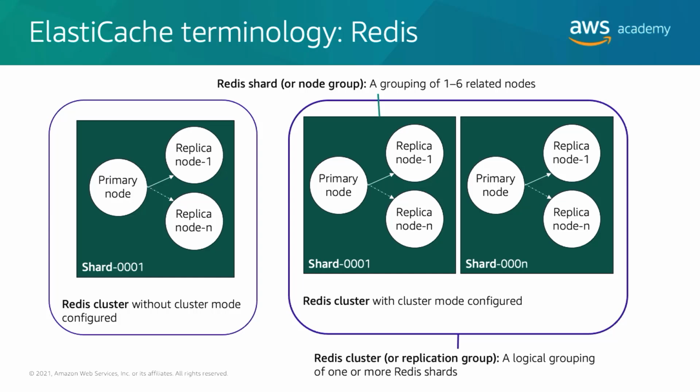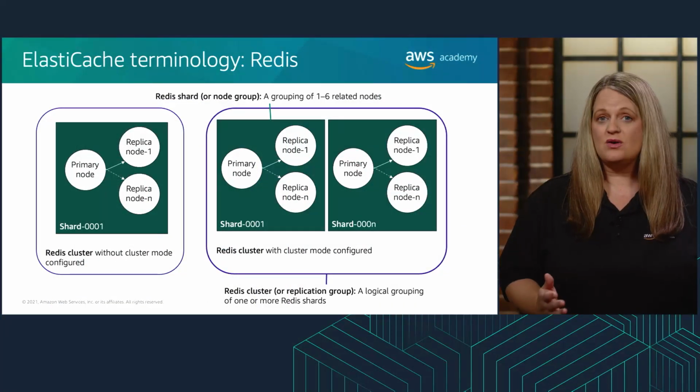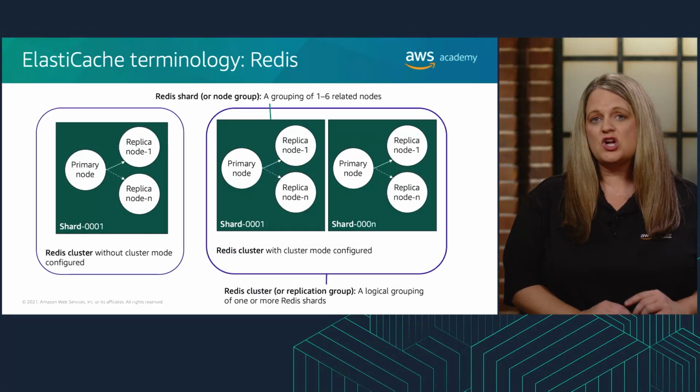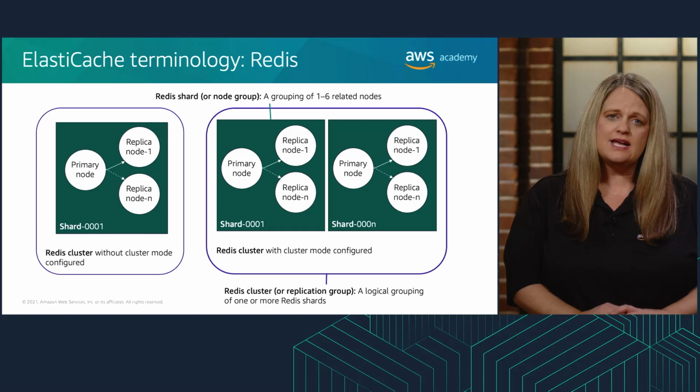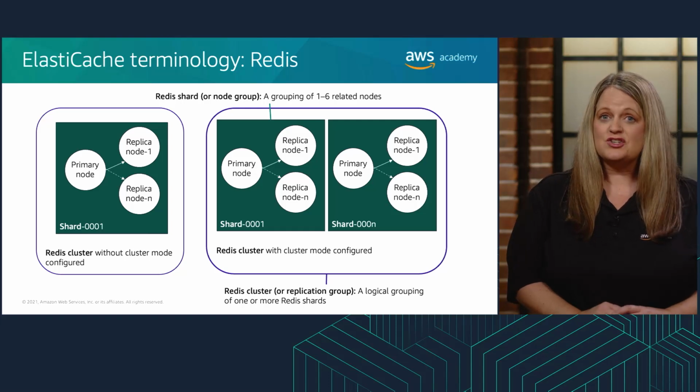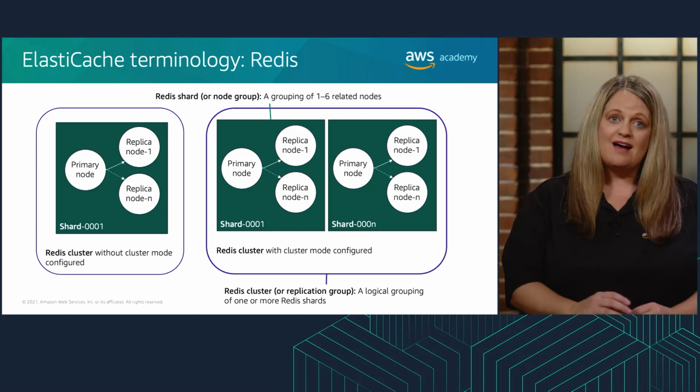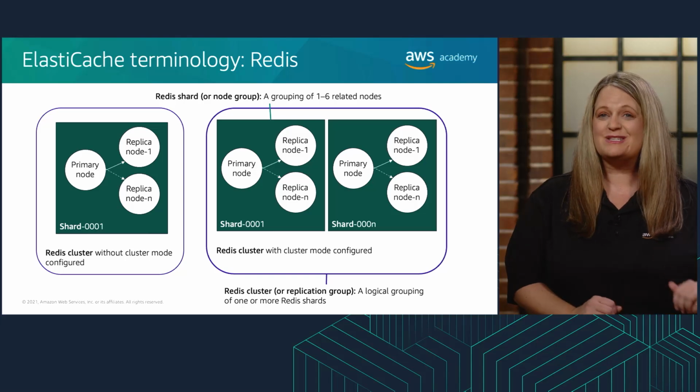A Redis cluster, which is called a replication group in the API and CLI, is a logical grouping of one or more shards. A Redis cluster configured without cluster mode always has one shard, and this configuration has no data partitioning. A Redis cluster configured with cluster mode can have up to 500 shards, and your data is partitioned across the shards.